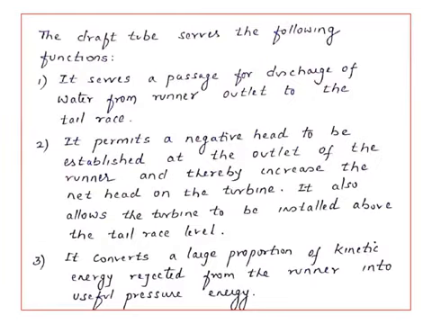I also told you about the various functions of the draft tubes. It serves as a passage for discharge of water from the runner outlet to the tail race. It also permits a negative head to be established at the outlet of the runner or at the inlet of the draft tube, thereby increasing the net head on the turbine. This also allows the turbine to be installed above the tail race level. It converts a large portion of the kinetic energy rejected by the runner to useful pressure energy.